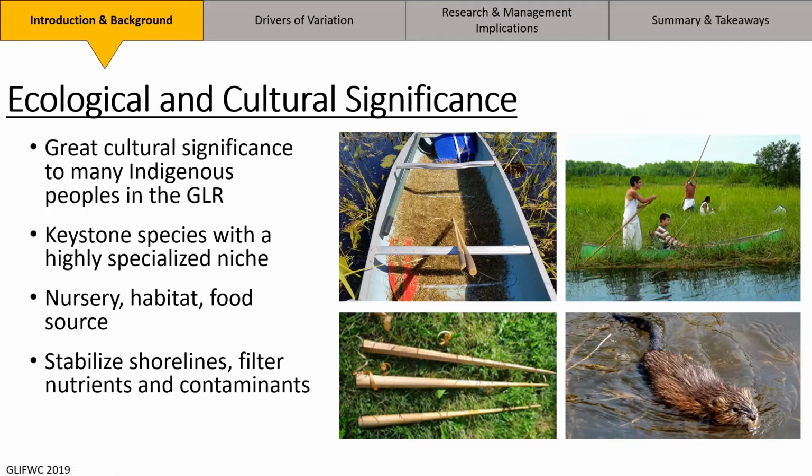Wild rice is also a nursery, habitat, and food source for many other beings, including muskrats, geese, fish, and many other species. Like many other wetland plants, populations benefit their environments by stabilizing shorelines, uptaking and retaining nutrients and biomass, and immobilizing harmful contaminants at the root surface.